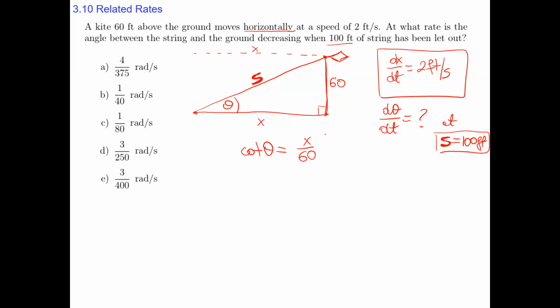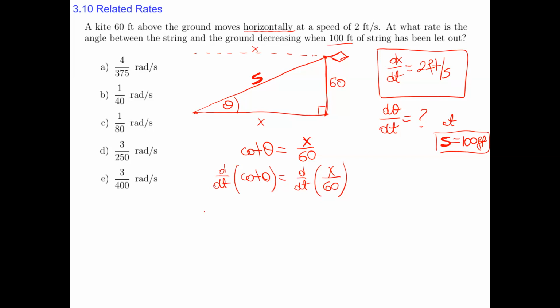Let's differentiate. We will differentiate with respect to time cotangent theta, and we will differentiate with respect to time x over 60. You can still use tangent, but for the derivative of 60 over x a couple of extra steps will be required. X on the top means x to the power of 1. X in the denominator means x to the negative 1. Then you can think about the power rule.